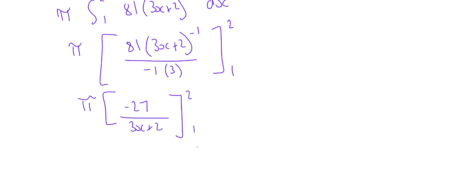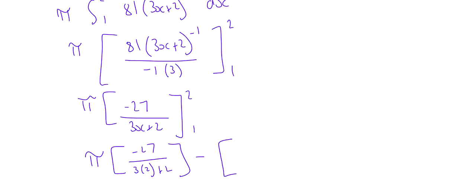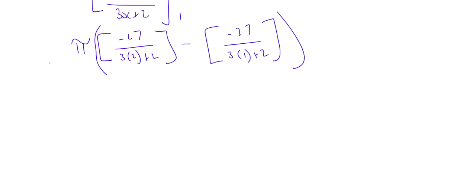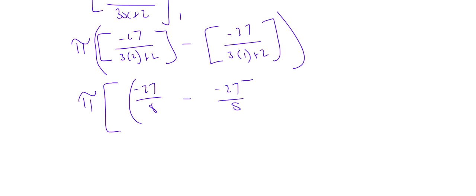So what do I do next? Yeah, I'm going to put the 2 in there. So I've still got my pi, and I'm going to do negative 27 over 3 times 2 plus 2, minus, I should put brackets around this whole thing, negative 27 over 3 times 1 plus 2. I'm needing a lot of space. So if I simplify this, I get negative 27 over 8. And then if I simplify this, I get negative 27 over 5. Why am I using the wrong brackets?